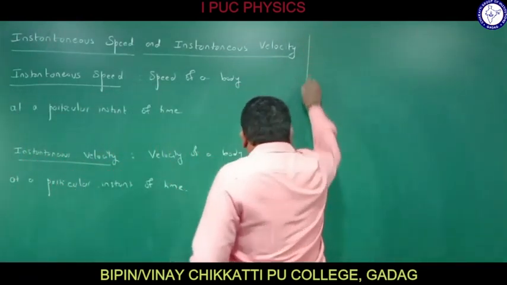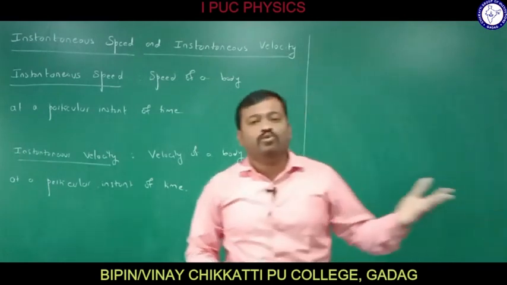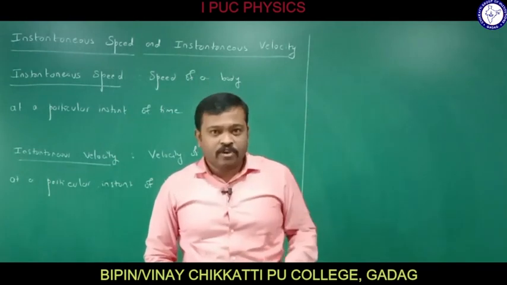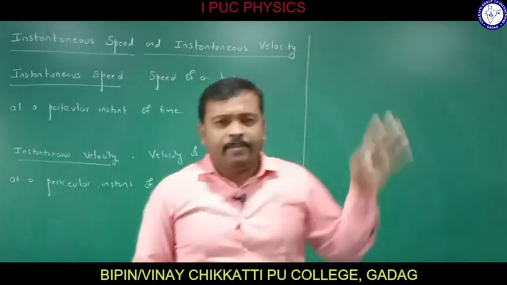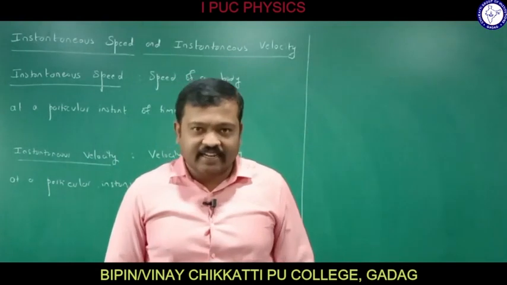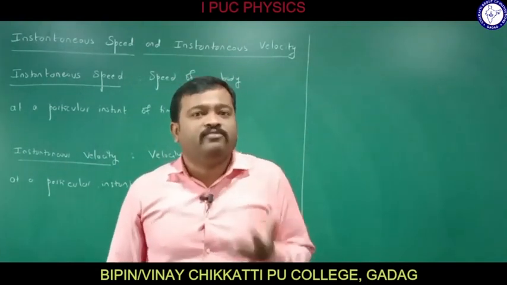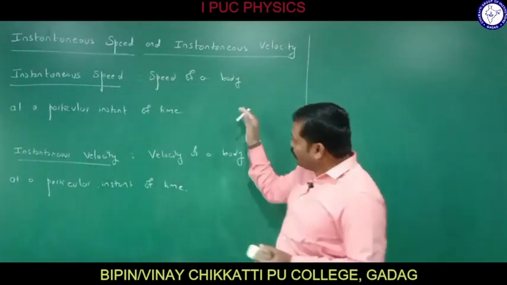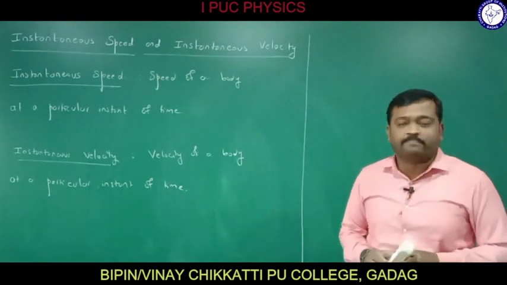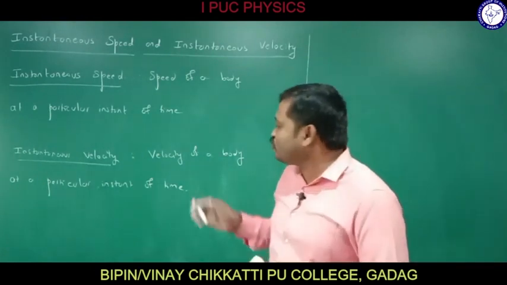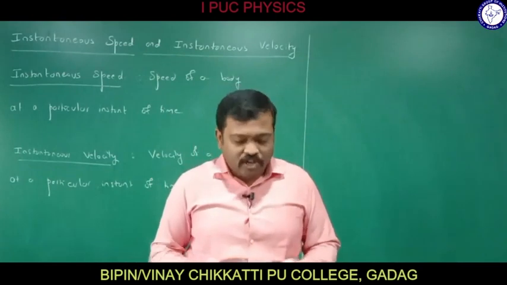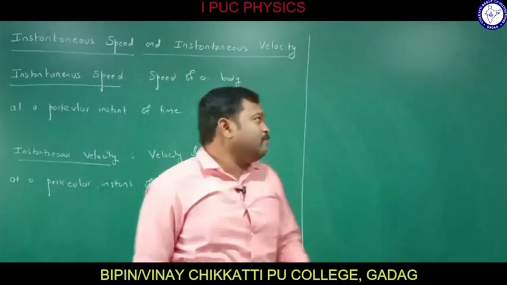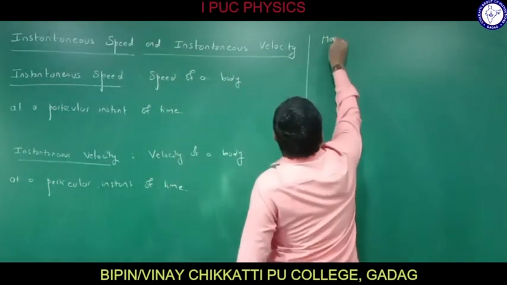For example, if a bus is traveling from Gadag to Hubballi, and it starts the journey at 4 o'clock and reaches at 5 o'clock, what is the speed of the bus at 4:15 if I ask like that? Exactly at 4:15, what was the speed of the bus? That speed is called instantaneous speed. It is the speed of a body at a particular instant of time. Similarly, velocity of a body at a particular instant of time is called instantaneous velocity. It means we are reducing the time to a particular instant here, right? For example, let me write it mathematically.